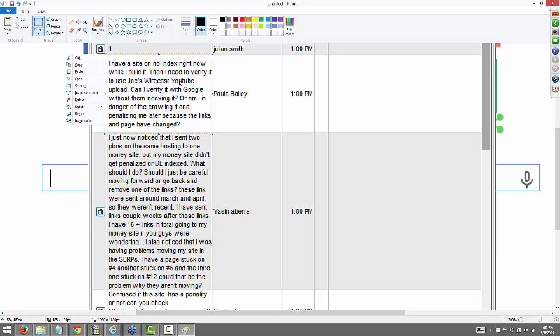I don't know if there's a reason you need to have it on no index right now, Paula. Unless there's a specific reason you have it on no index, I would just let it index. And any changes you make, the algorithm will adjust to it. Unless there's a really specific reason you're doing that, I would just set it to index.